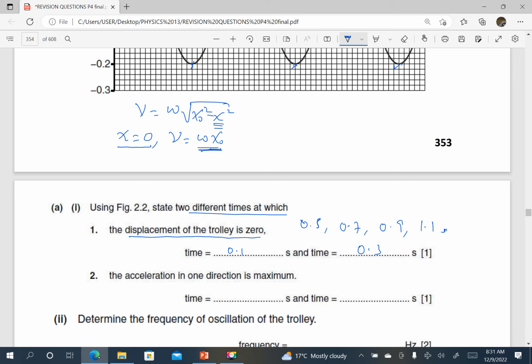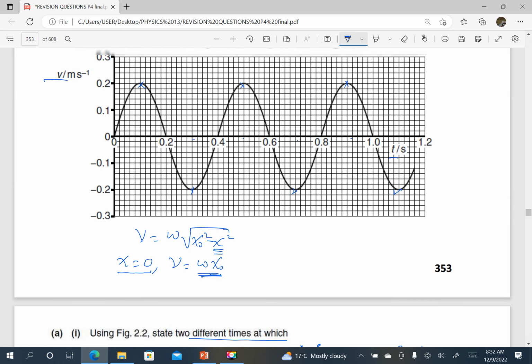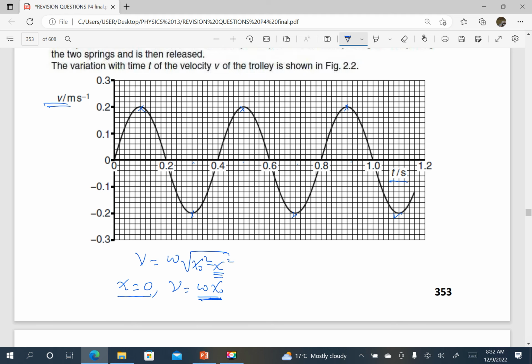Then the acceleration in one direction is maximum. Acceleration in one direction, that is, in the same direction. Remember, this is a graph of velocity against time. Acceleration is the gradient, and you notice that the gradient is maximum when the line is crossing the x-axis. This one is a negative gradient, a negative gradient, a negative gradient. And at 4 it is a positive gradient, at 8 is a positive gradient. So they want in one direction.